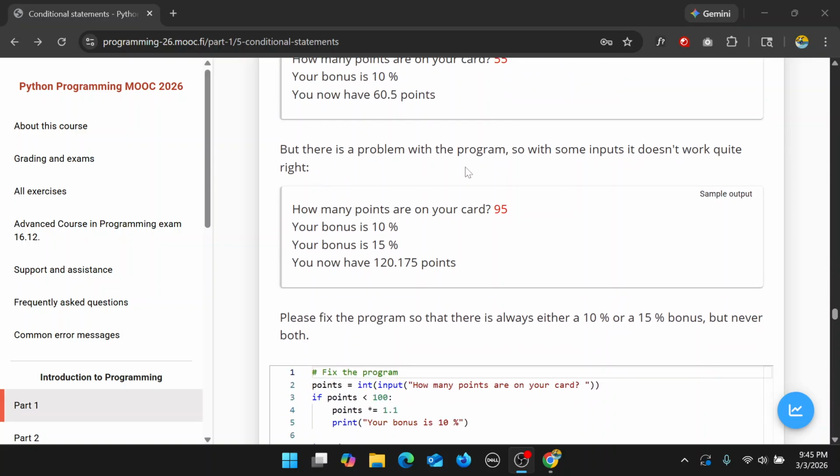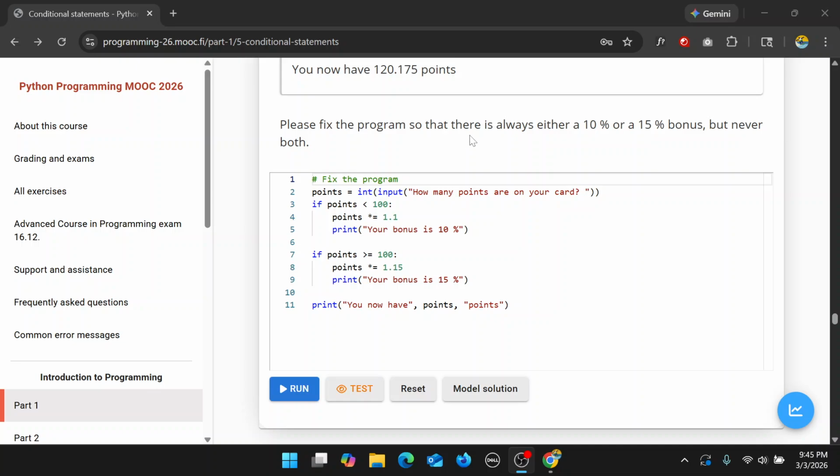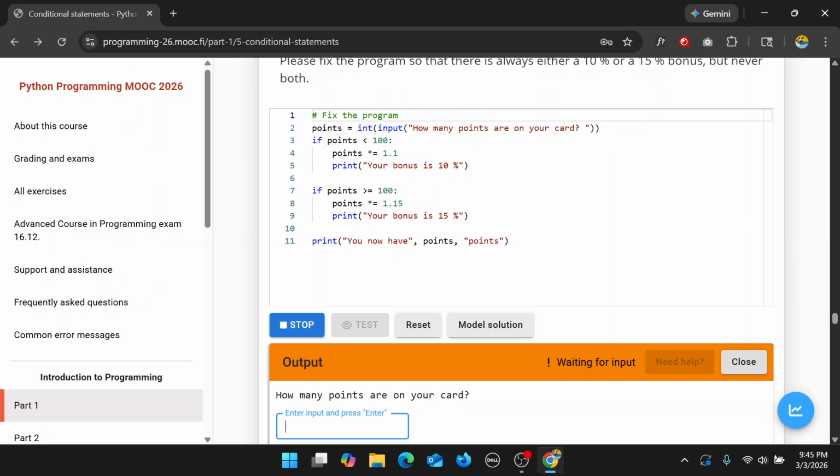But then we're told that there's a problem with the program and that with some inputs, it doesn't quite work right. So we're asked how many points are on your card. We write 95. Then it calculates the 10% bonus. And then it calculates the 15% bonus and says that we now have 120.175 points. So it says, please fix the program so that there's always either a 10% or a 15% bonus, but never both. So let's run this and see what it's doing.